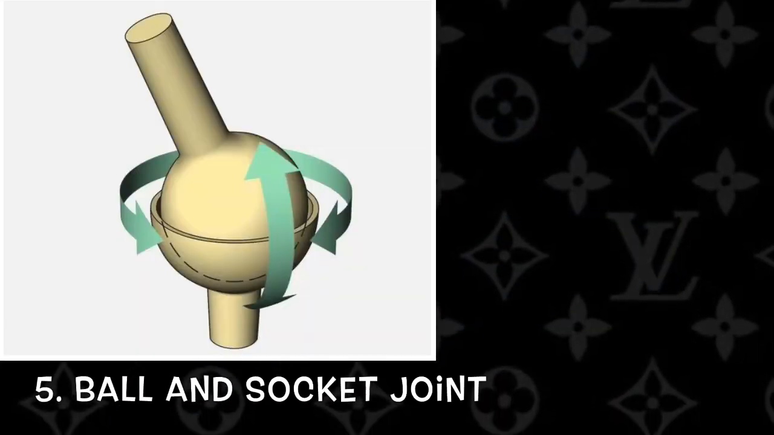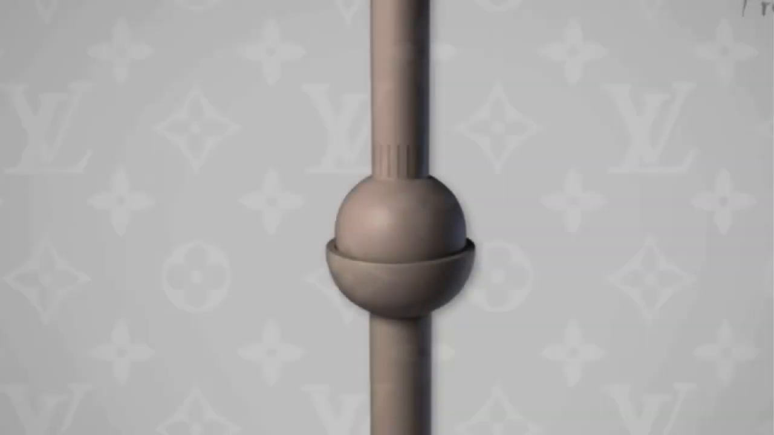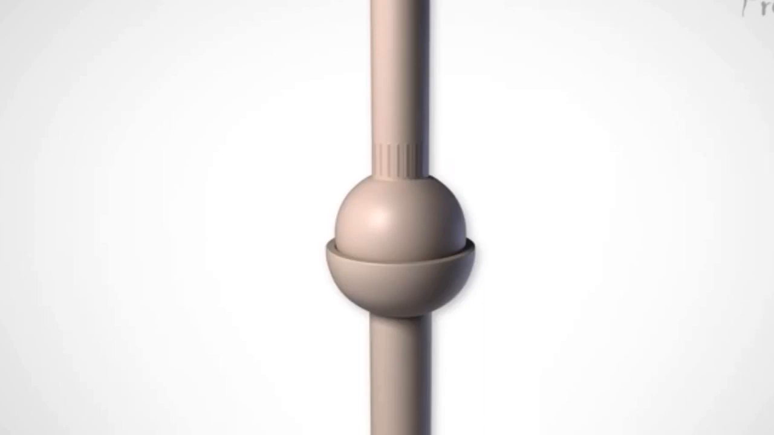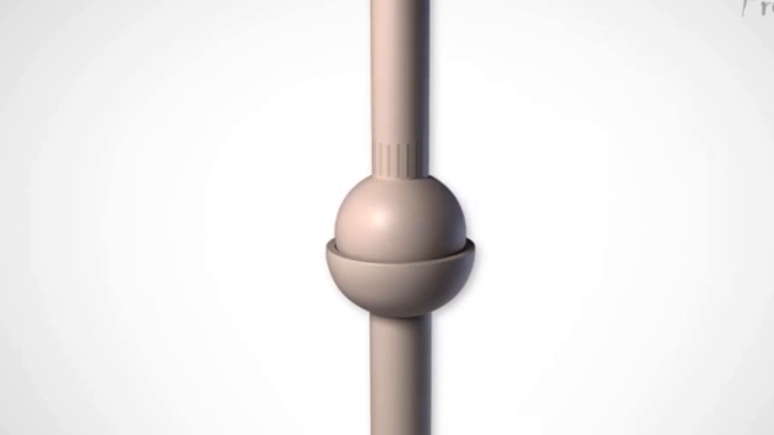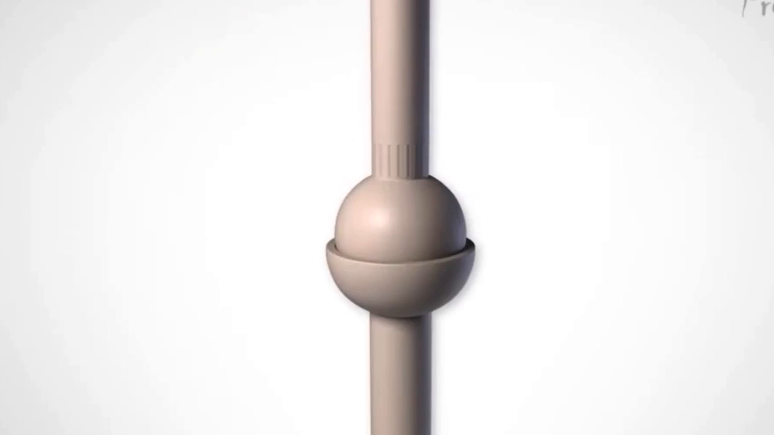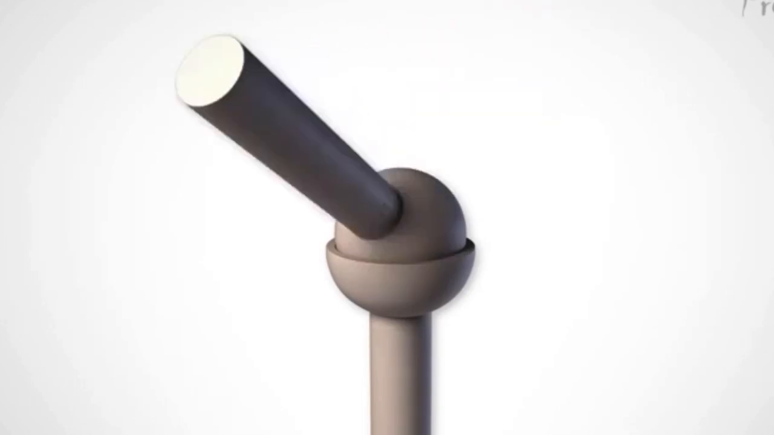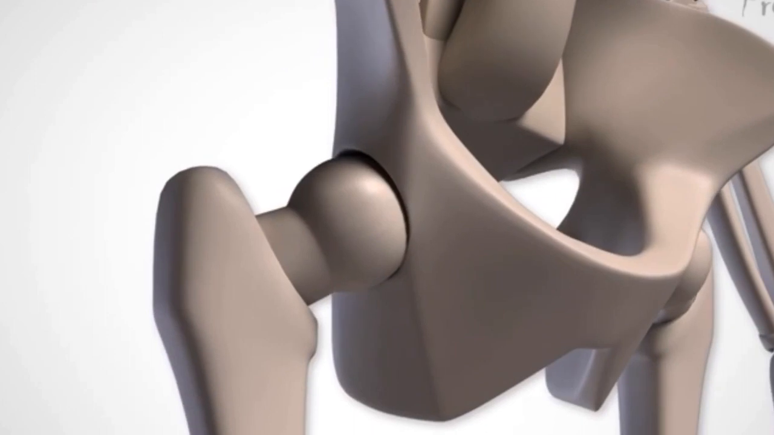Next with us is the ball and socket joint. The ball and socket joint is a multi-axial joint. That means rotation in all planes is possible. A rounded bone is fitted into a cup-like receptacle. This simple and effective structure allows movement in all axes: extension, flexion, abduction, adduction, rotation, and circumduction.